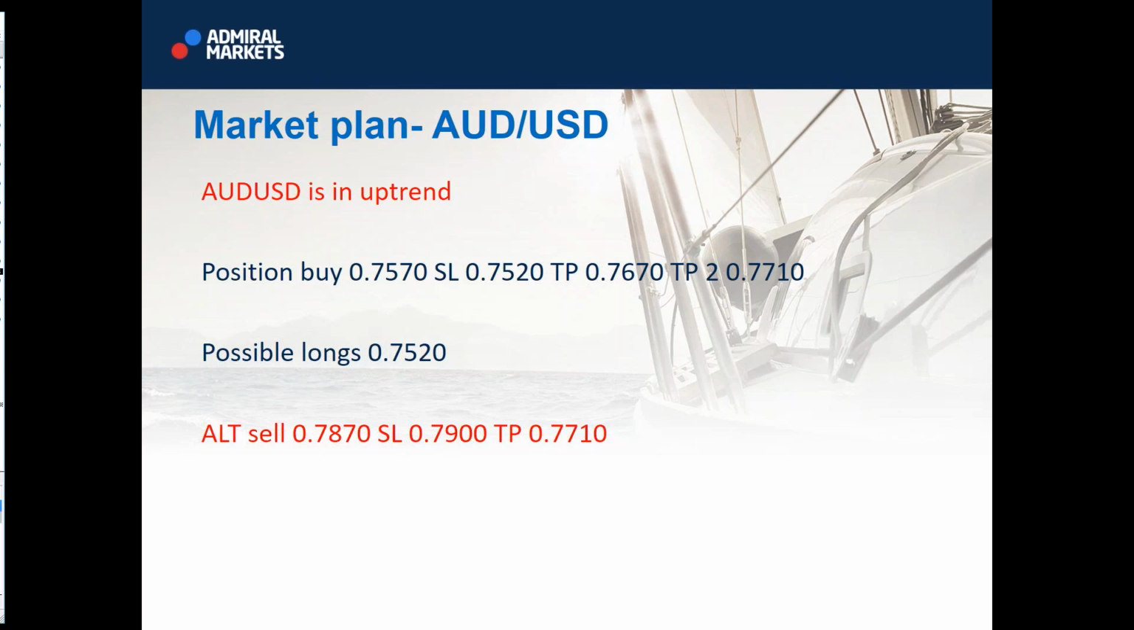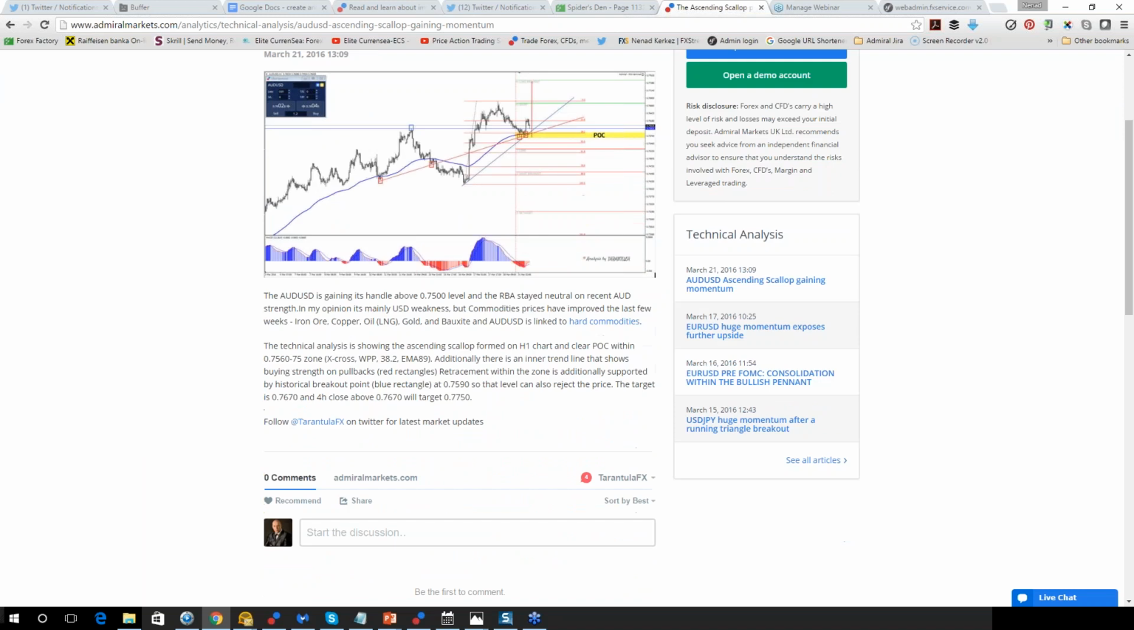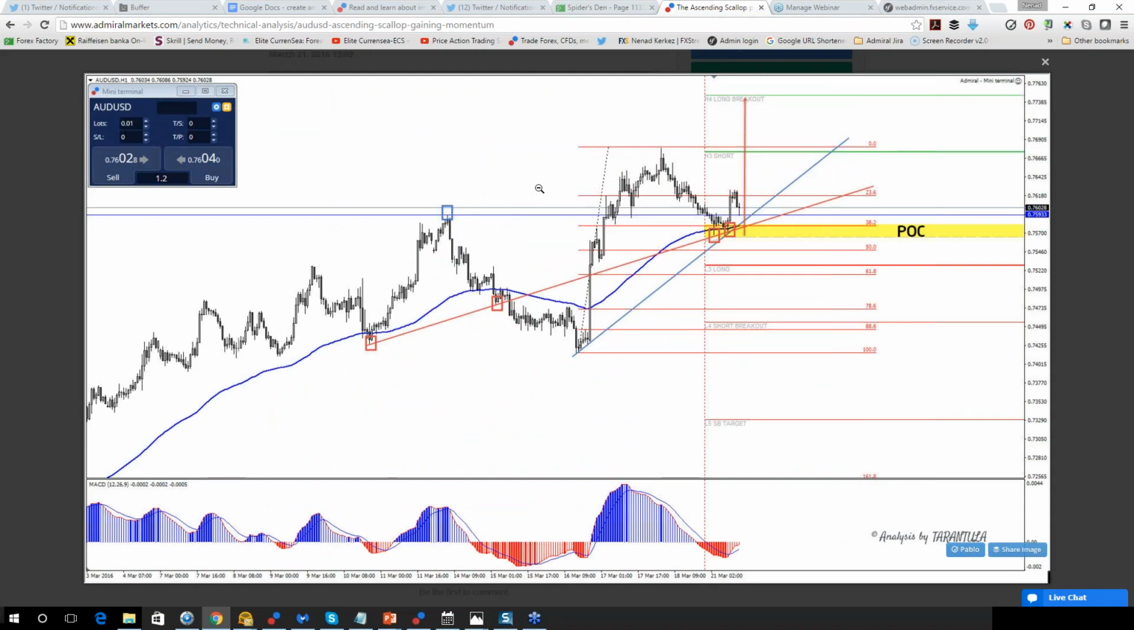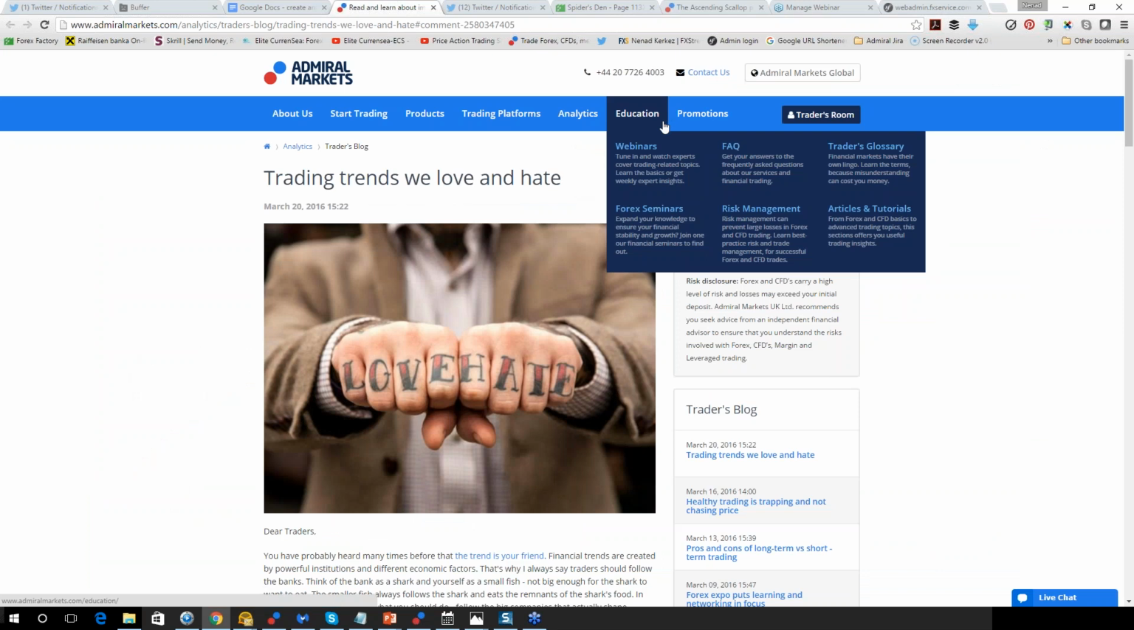Let's see here. This is the explanation. So this is the zone where the price is at this time, but it's trying to reject, and let's see what will happen. So the price entered the zone, and let's see.